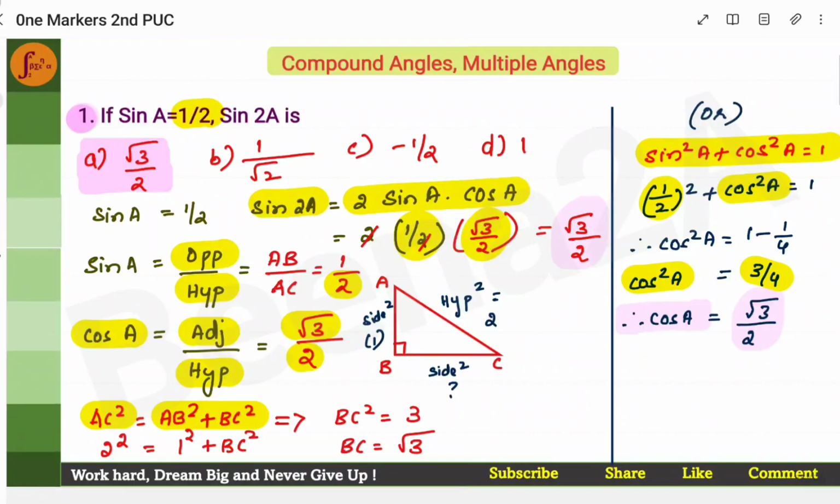Right? So what is cos A now? Adjacent by hypotenuse, which is BC, root 3 by 2. Yeah, this is slightly lengthy. This is an easier one. Use this.